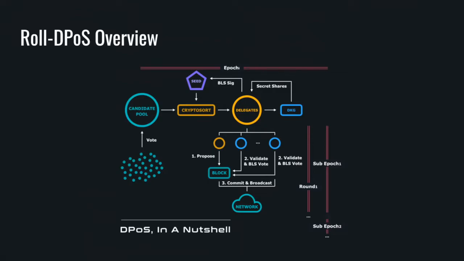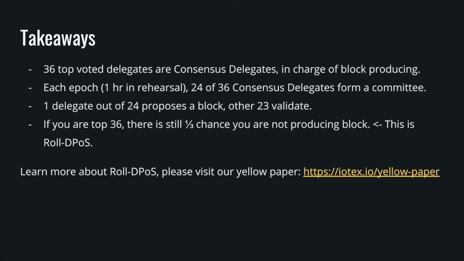So the chart looks a little bit complicated, but I also read some takeaways that are easier for people to understand, and also more important for you to understand why, in which round you are in, you are out. So the first takeaway is 36 top voted delegates are the consensus delegates. They are in charge of the block producing function.